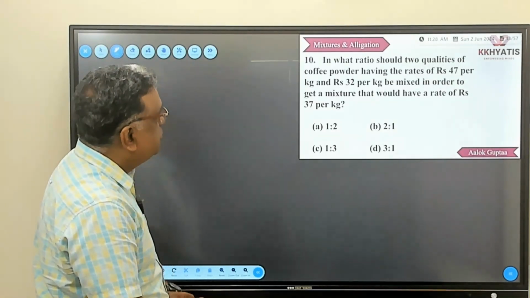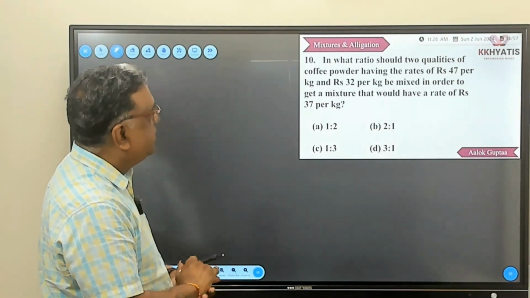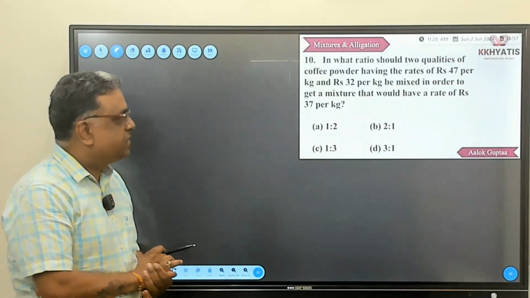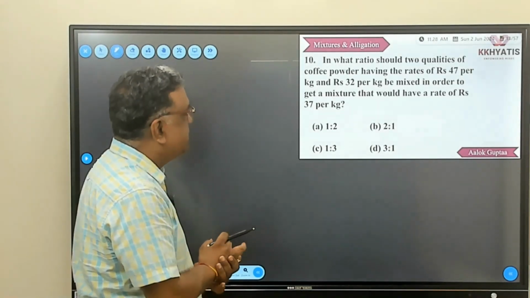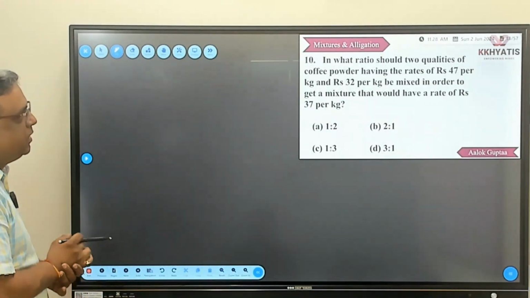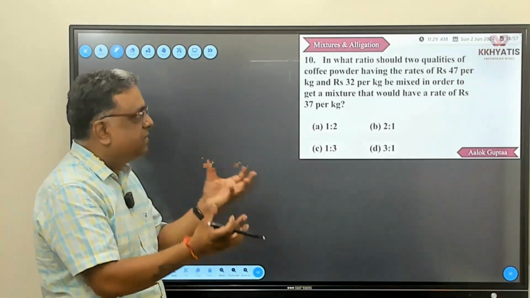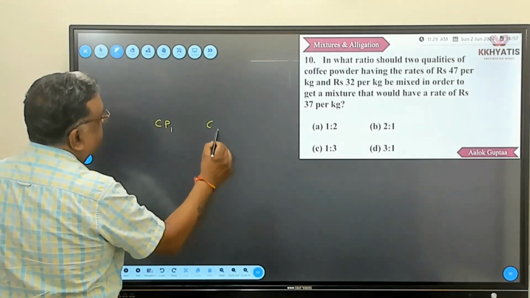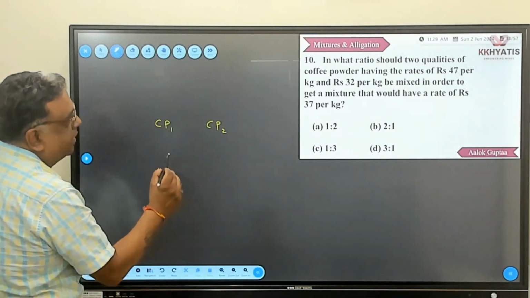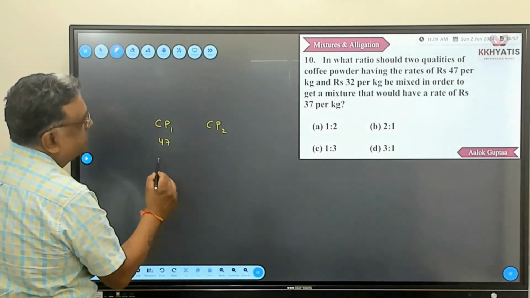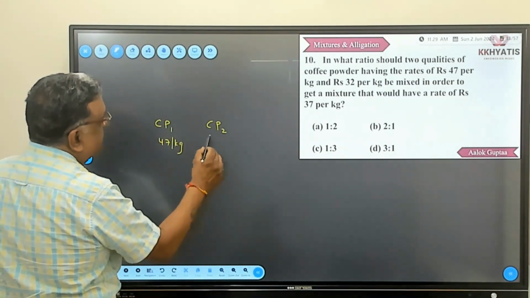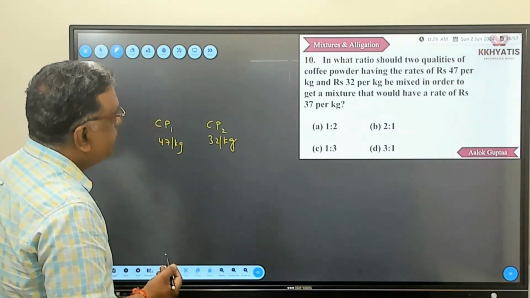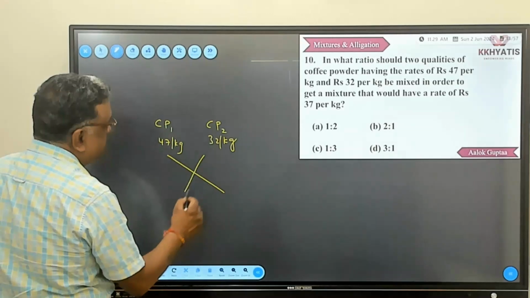In what ratio should two qualities of coffee powder having the rates of rupees 47 per kg and rupees 32 per kg be mixed in order to get a mixture that would have a rate of rupees 37 per kg? I've been asked the ratio of quantities. So I have coffee powder 1 and coffee powder 2. The rate is 47 per kg here, and here the rate is 32 per kg. And the mixture is 37 per kg.